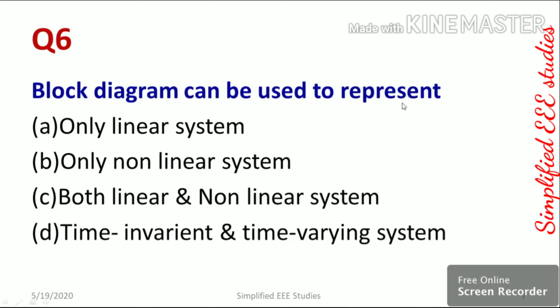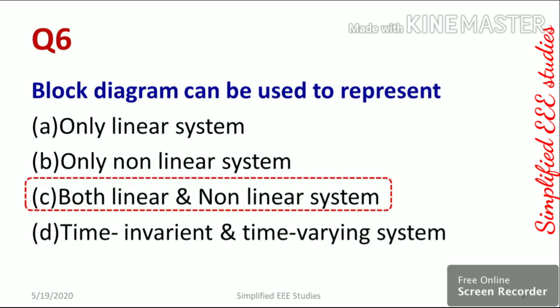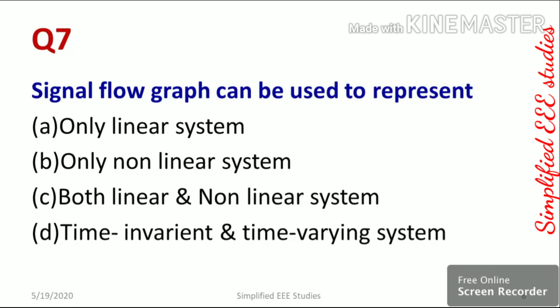A block diagram can be used to represent: option A, only linear system; option B, only non-linear system; option C, both linear and non-linear system; and option D, time invariant and time variant system. Block diagram is nothing but one of the techniques used in control systems. So a control system can be represented in pictorial form. So that is the importance of the block diagram. So we can say that the block diagram is applicable for linear and non-linear systems. Surely I can go for option C. Option C is the right answer here. Now let me move on to the next question.